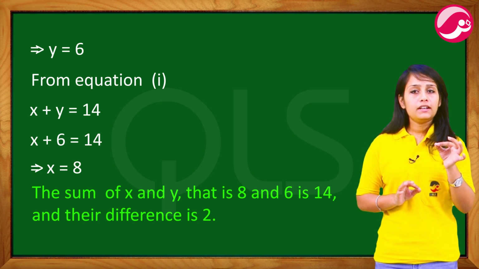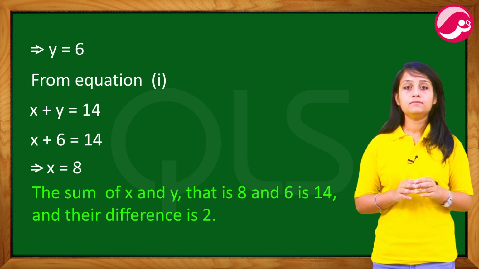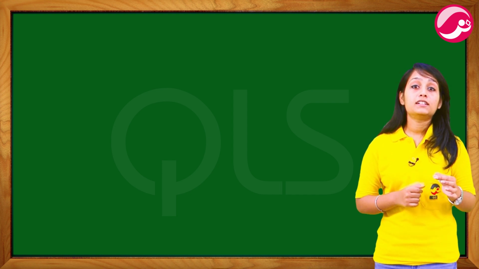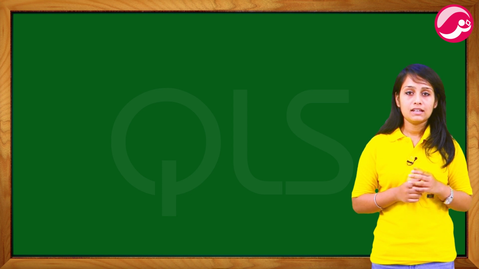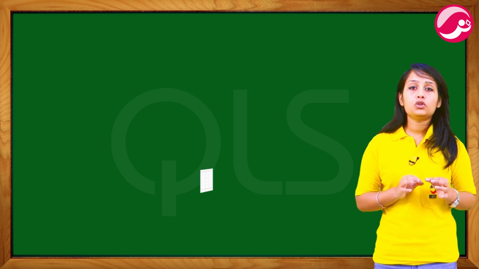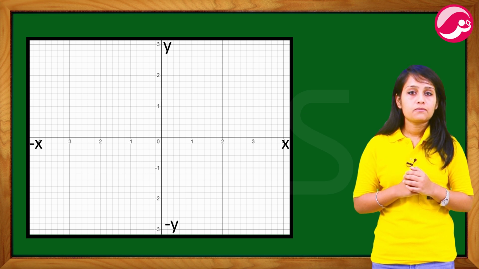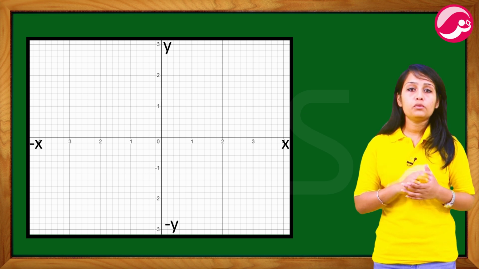Now, you must have understood the method of finding the variables. Now we come to plotting graphs of linear equations in two variables. This is another method of finding the solution of two equations. Let us see how. As we know, on a plane graph we have two axes, x-axis and y-axis, and in our equations too we have two variables.